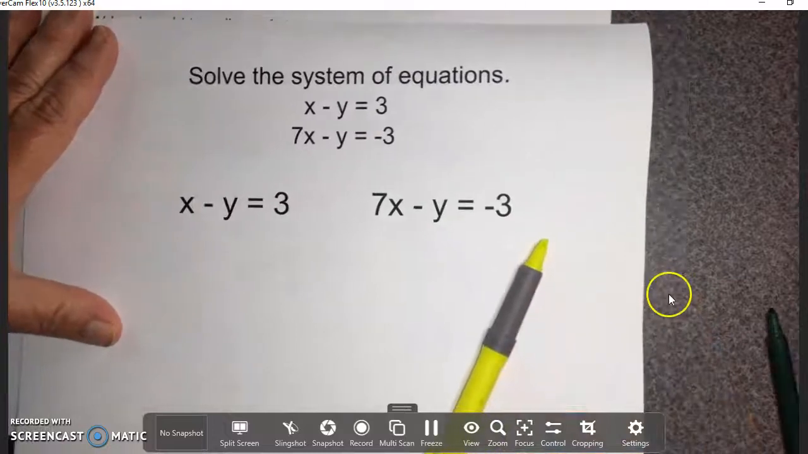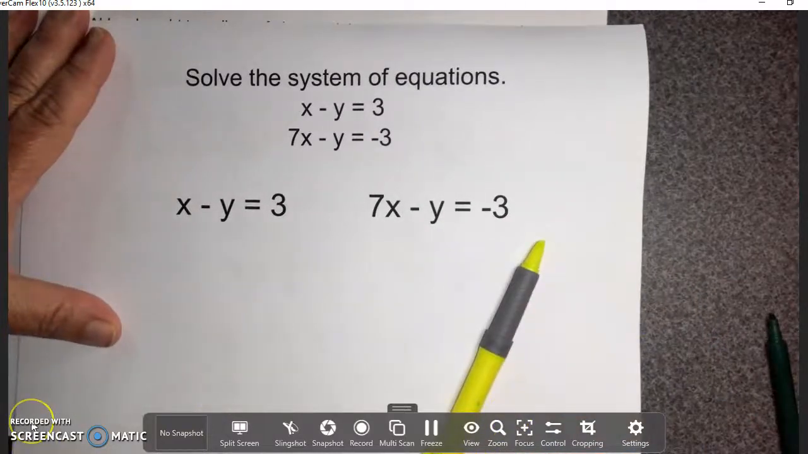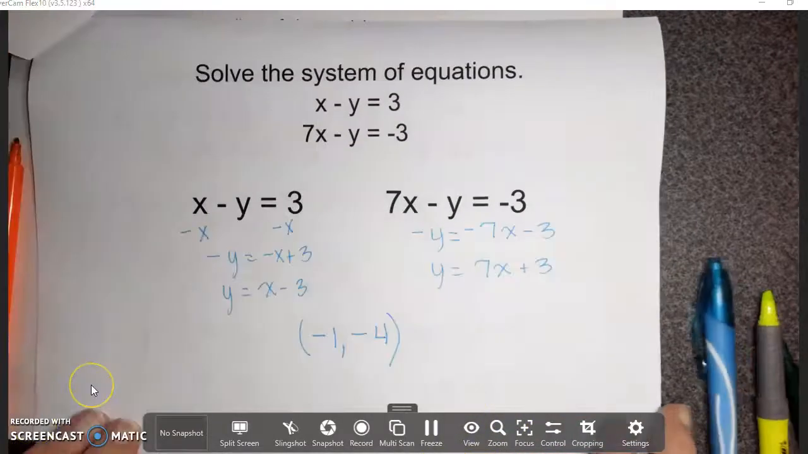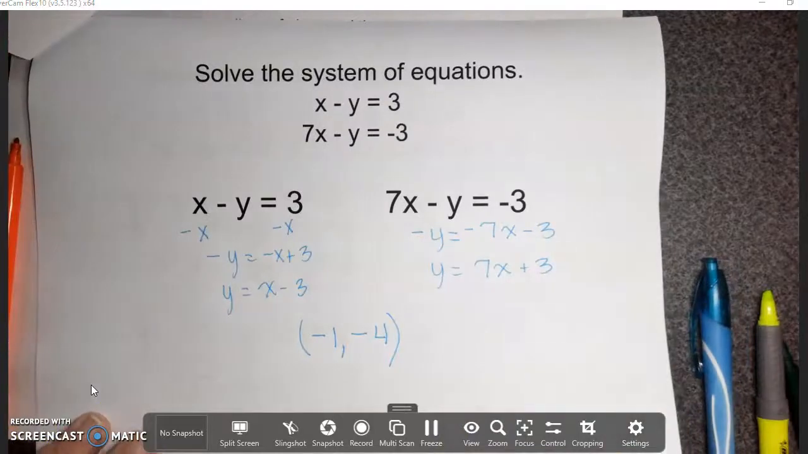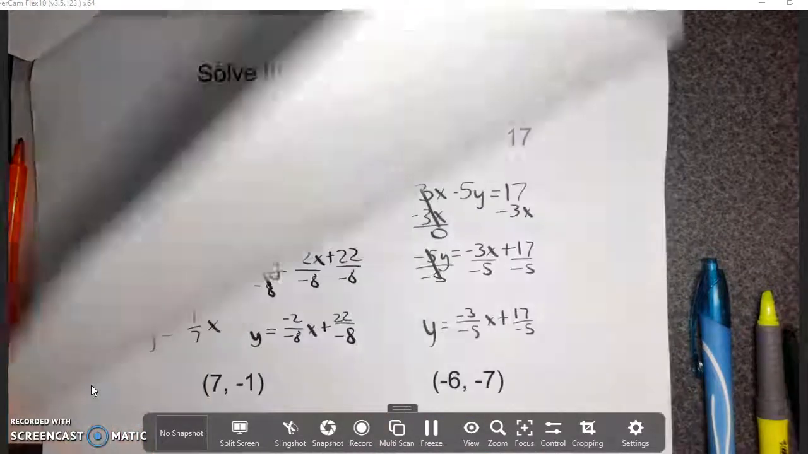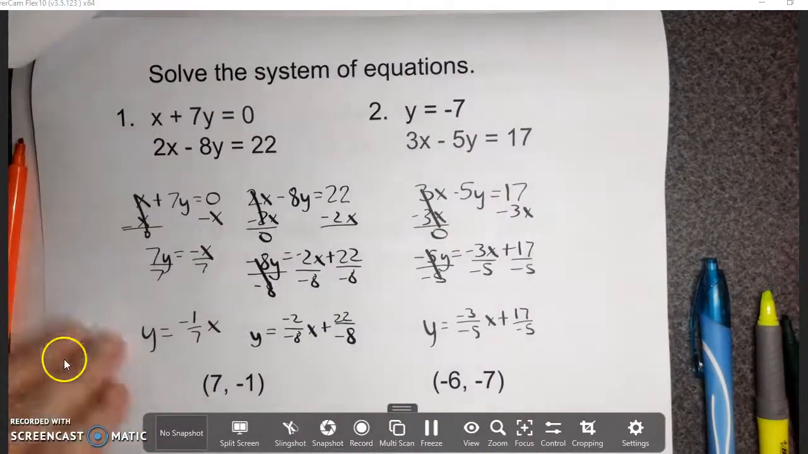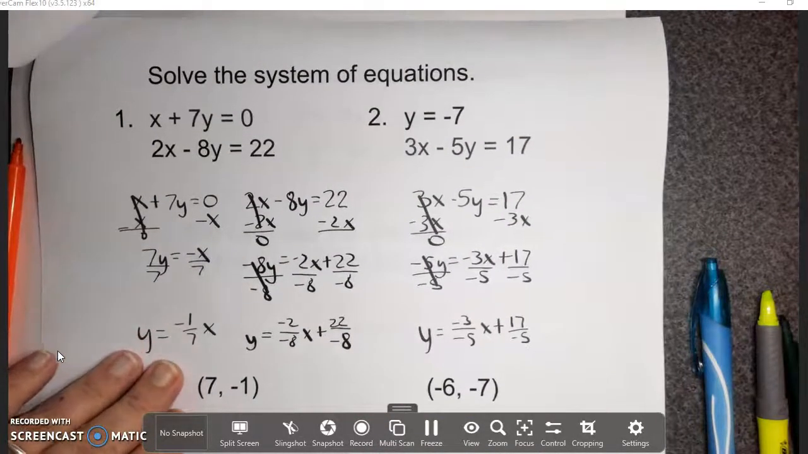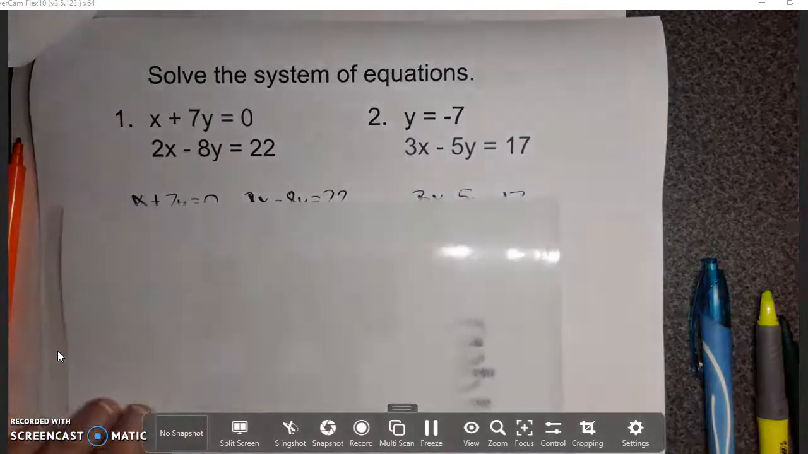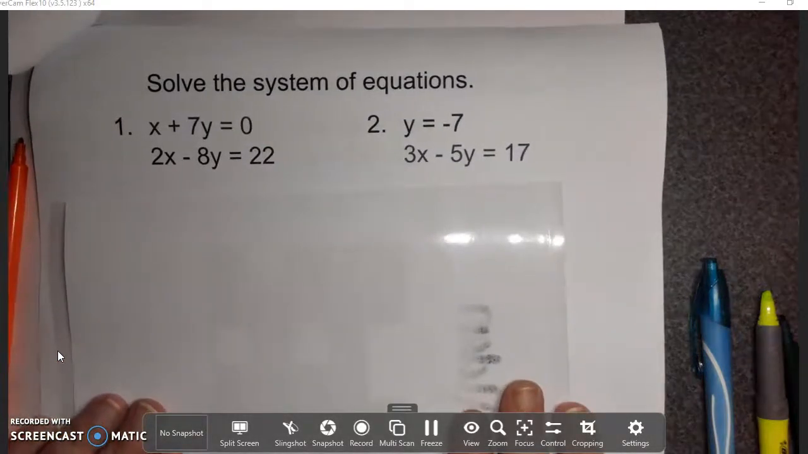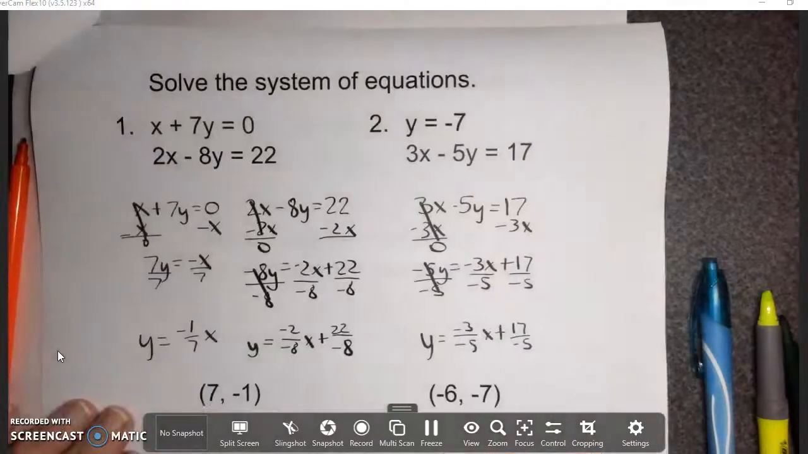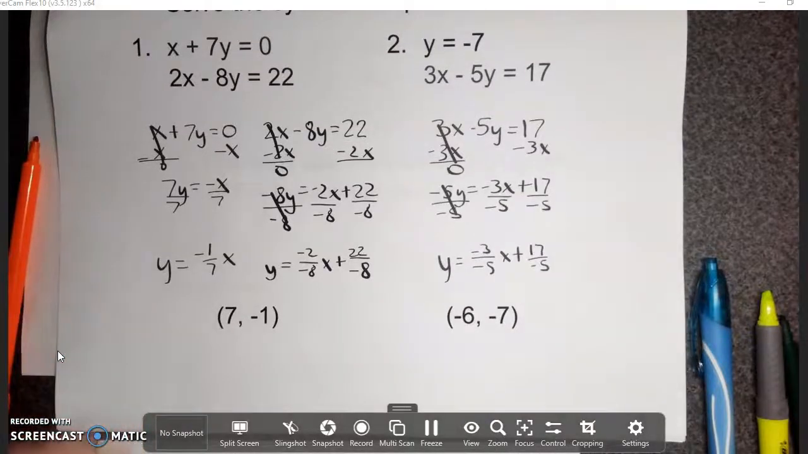Solve this system of equations. Pause your video and solve. Notice how I solved this one using my calculator. This should have been your answer. I want you to solve both of these. Pause your video. Here are your answers.